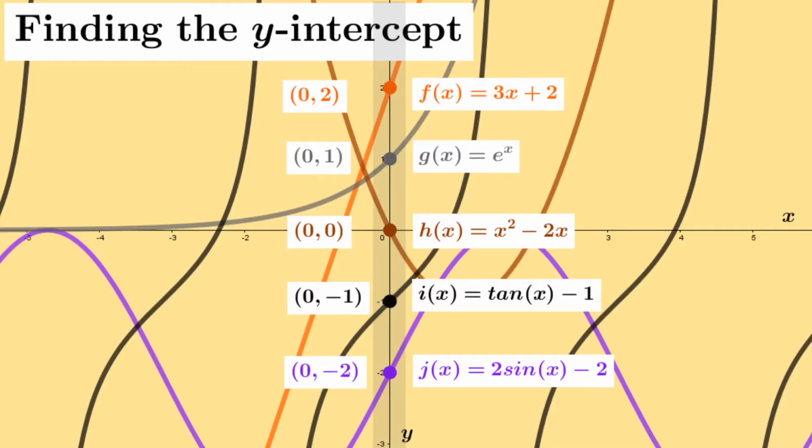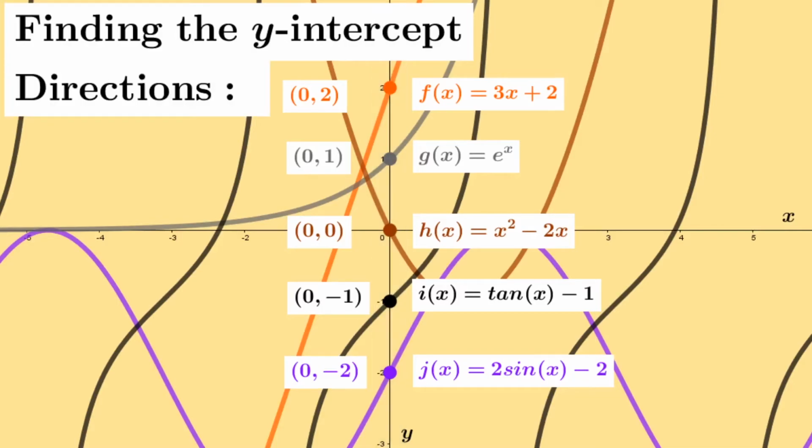But what do we do if we don't have the graph already given to us? Well, simply we follow these directions. Notice that the x value of all of our intercepts is 0. And that is because the y-axis is represented by the equation x equals 0. So in other words, anything that crosses it must have x equal to 0.